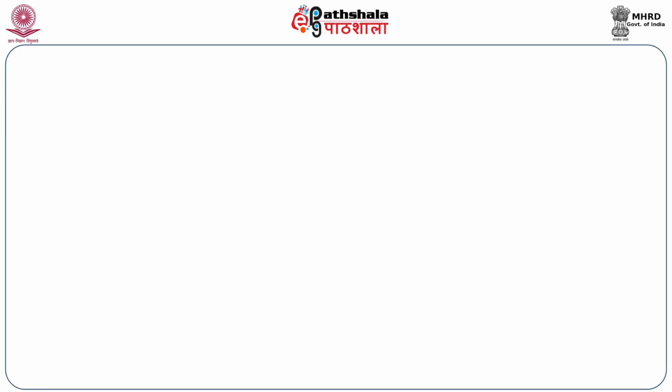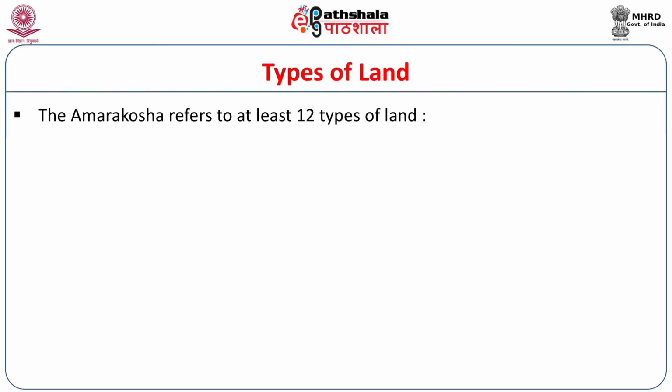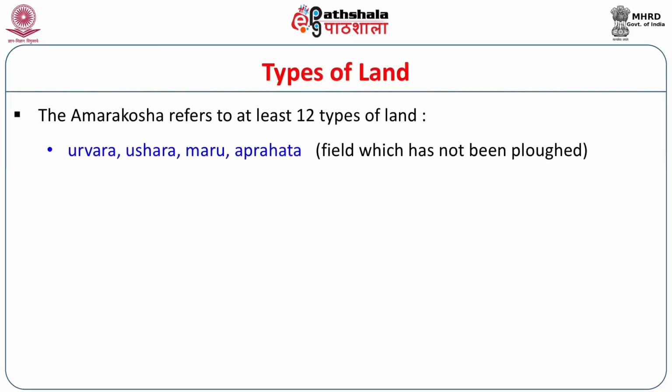Types of land. Types of land form a very important subject matter in most of the literary works of the Gupta period. For example, in the Amara Kosha, we have references to at least 12 types of land. We have reference to Urvara and Ushara, which means fallow land. Then we have reference to Maru, which means desert land. Then Aprahata, which most probably means untilled land. Then Sadvala, which means grassy land.